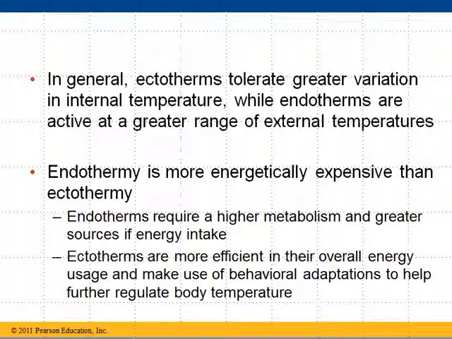Endotherms require a higher metabolism, a greater input of energy, because they are doing the work inside to keep this homeostasis, to keep this balance inside. Ectotherms are what we would call more efficient in their overall energy usage, and they make use of behavioral adaptations to help further regulate their body temperature. So they will lay out on a sunny rock when they are cold, or they will get in the shade or in the water when they are warm, and they will have behavioral adaptations that allow them to regulate their temperature as opposed to just relying on internal mechanisms.